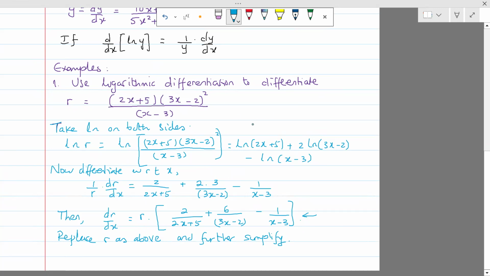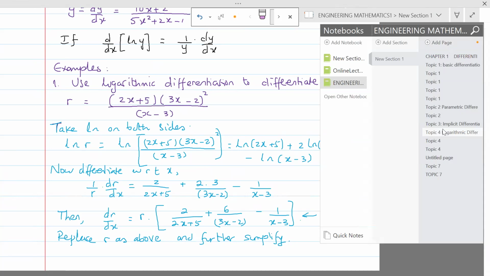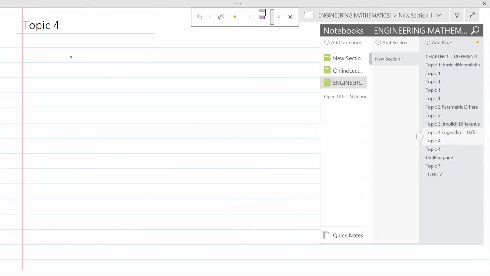So this is the principle of logarithmic differentiation. That is, here you are taking ln on both sides, where you can also, like I said, use the product rule. Another one.